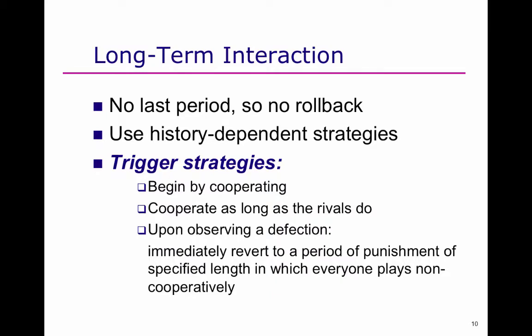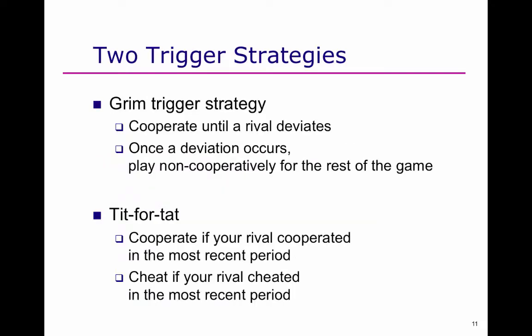Under long-term interaction, there would be no last period, so there's no rollback. So now we would use history-dependent strategies in such a case. And this is the topic of triggers. What you'll do is begin by cooperating. This will be the gentleman's agreement, we could call it. And cooperate as long as the rivals cooperate. And when you discover that there's a defection, revert to a punishment mechanism for some specified length of time, where you are non-cooperative as a reply to the first non-cooperator.